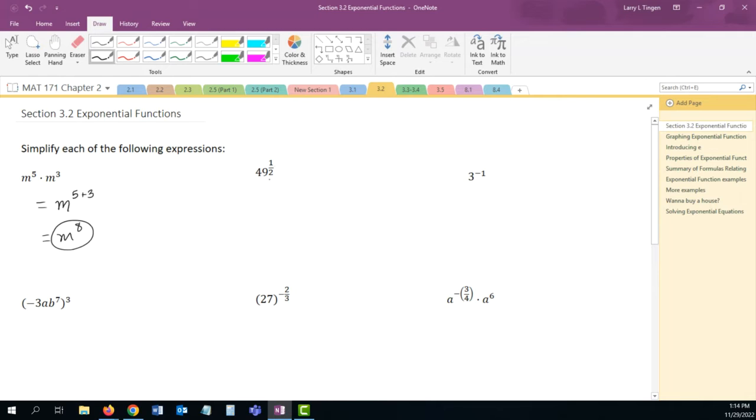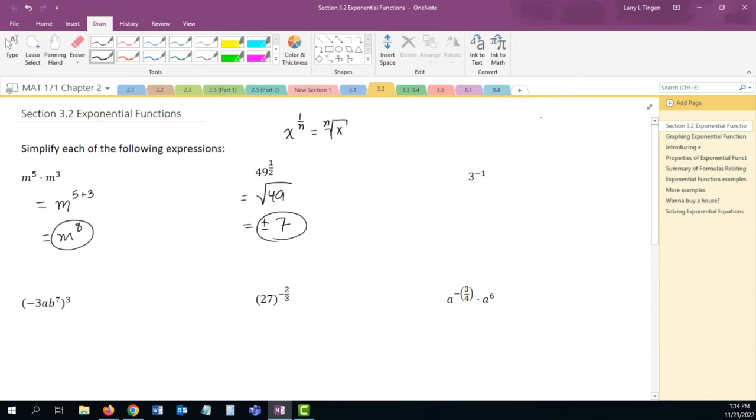When I have a fractional power, let me give you a generalized example. If I have some number x raised to the 1 over n, that means I have the nth root of x. So the denominator determines which root I'm looking at. If it's a 2, it's a second root, which is a square root. If it's a 3, it's a cube root. If it's 4, it's a fourth root, and so on. So 49 to the 1/2 power is the square root of 49, and the square root of 49 is plus and minus 7.